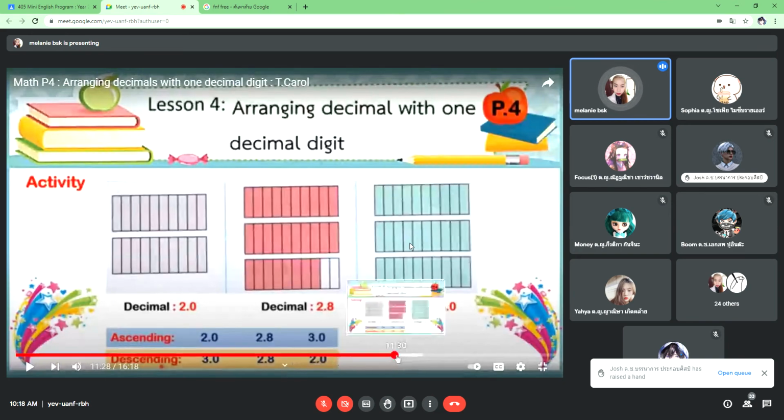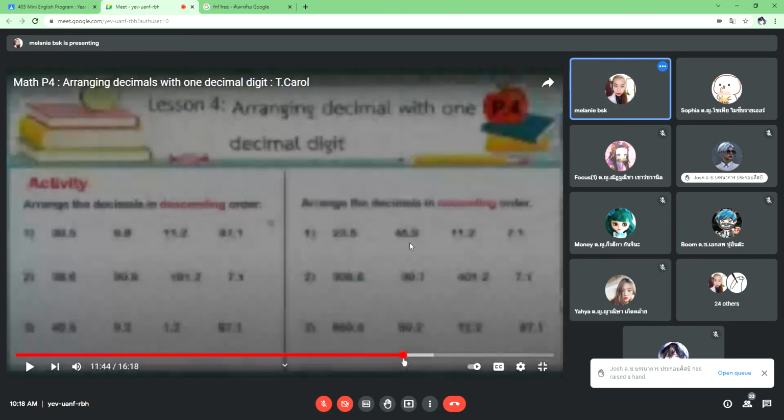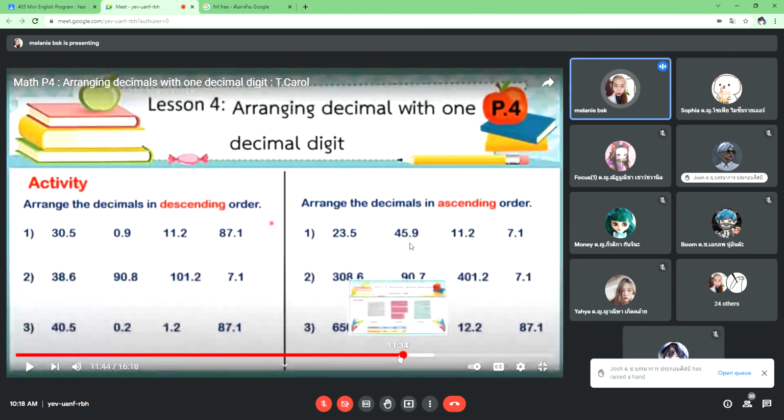Okay, children, we're just going to move on. How about this one? We have here an activity. You're going to arrange the decimals in descending order. For number 1. Descending order, children. Descending order means from highest to lowest. Ascending order is from lowest to highest. So for number 1, what would be the first?